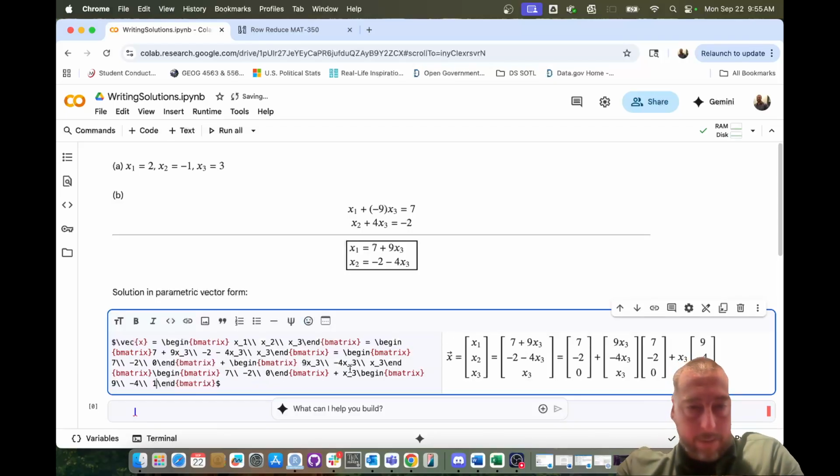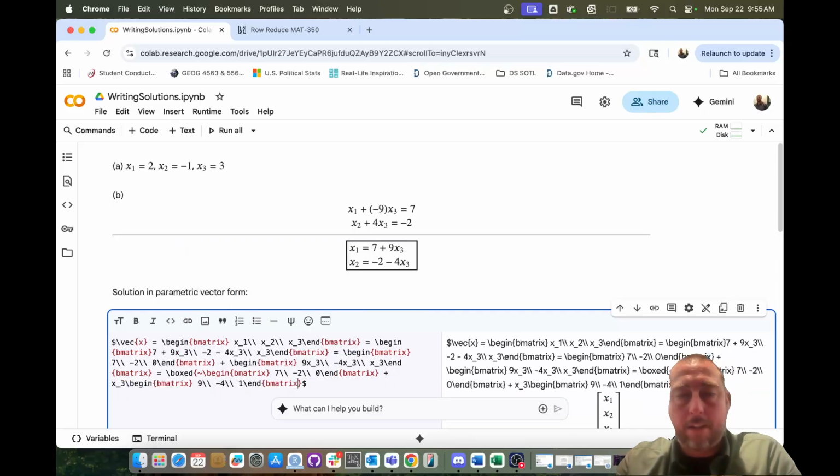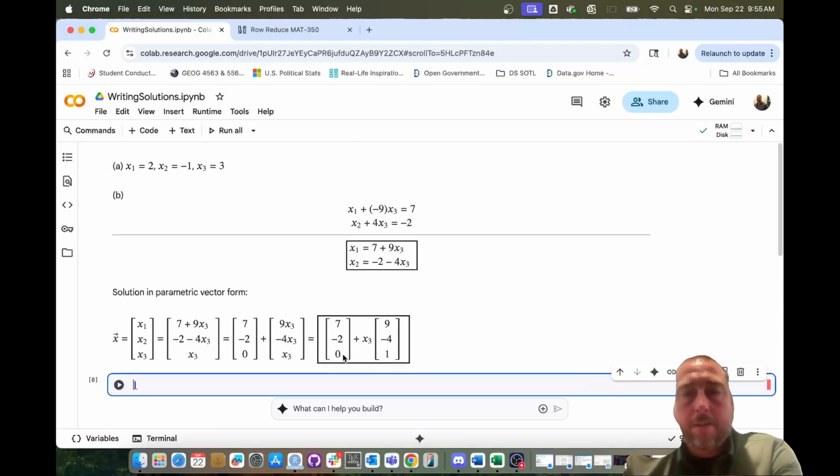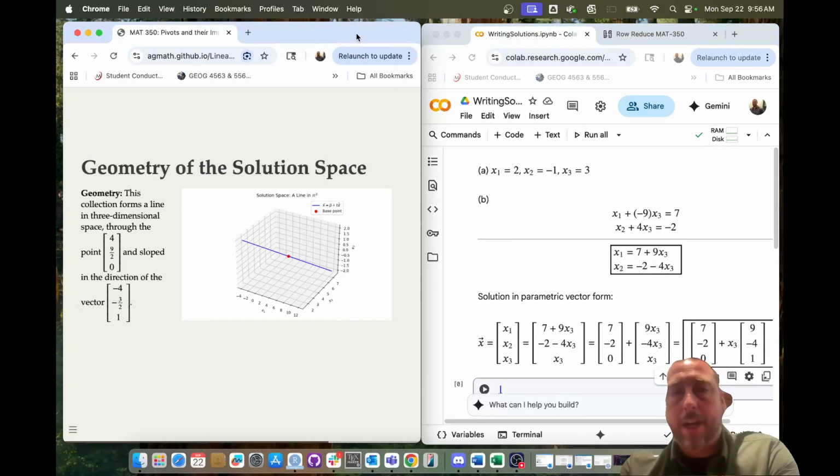And oops, I didn't have an equal sign. And this is the nice form that we want, so let's box it up. And so there's the solution. The solution to the augmented coefficient matrix, to that system that we saw earlier, is a line. It passes through the point 7, negative 2, 0 in space. And then it consists of all the points in the direction of 9, negative 4, 1 from that point. Which is really nice. We get some really good insight about the shape of the solution space here.